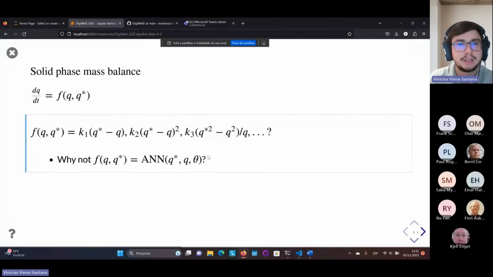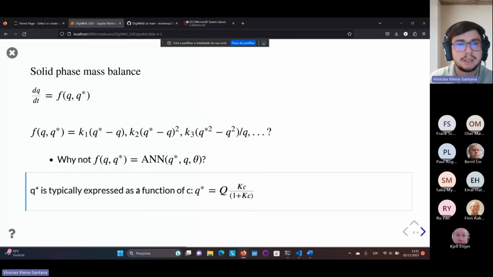Based on this background I gave to you, why not place a neural network in this function instead of trying to guess beforehand what the function of the uptake is? Neural networks are universal approximators. So we are just putting these two variables inside of it and letting the parameters be adjusted so I can learn the kinetics instead of trying to guess it beforehand. A small observation here is that Q star is typically a function of the fluid phase concentration, so I have a function inside of my neural network, not only a number.